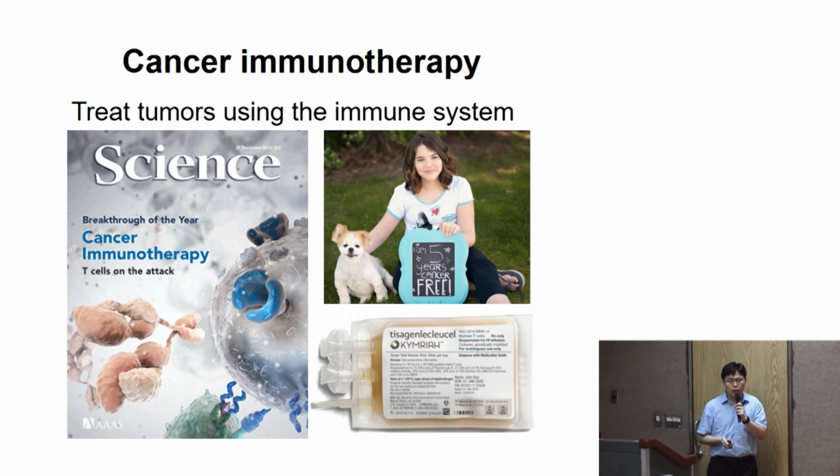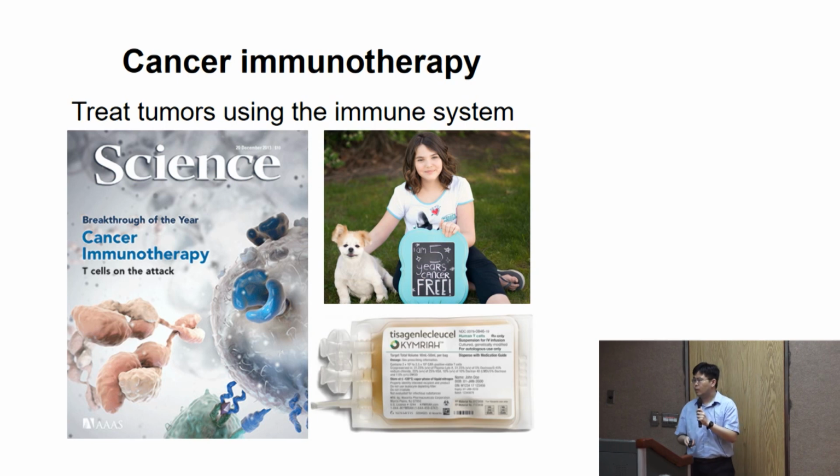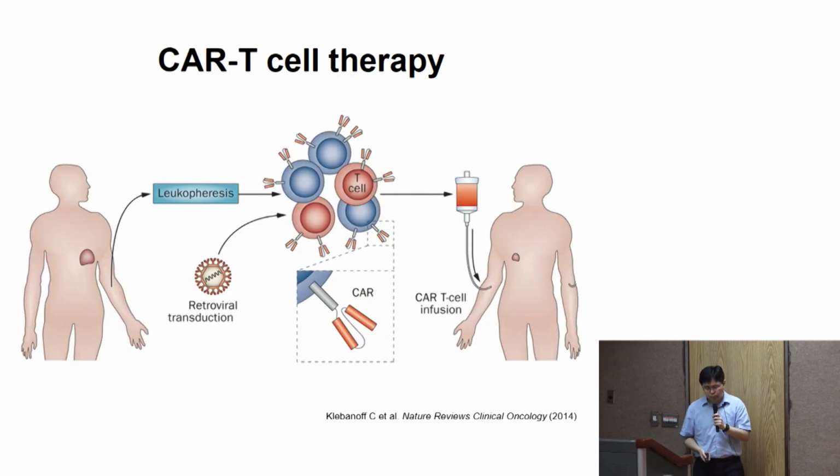A small bag of cells, but huge impact. So how is it done? First, T cells are isolated from patient bodies. And generally speaking, T cells can recognize and kill target cells, but T cells generally don't kill tumor cells.